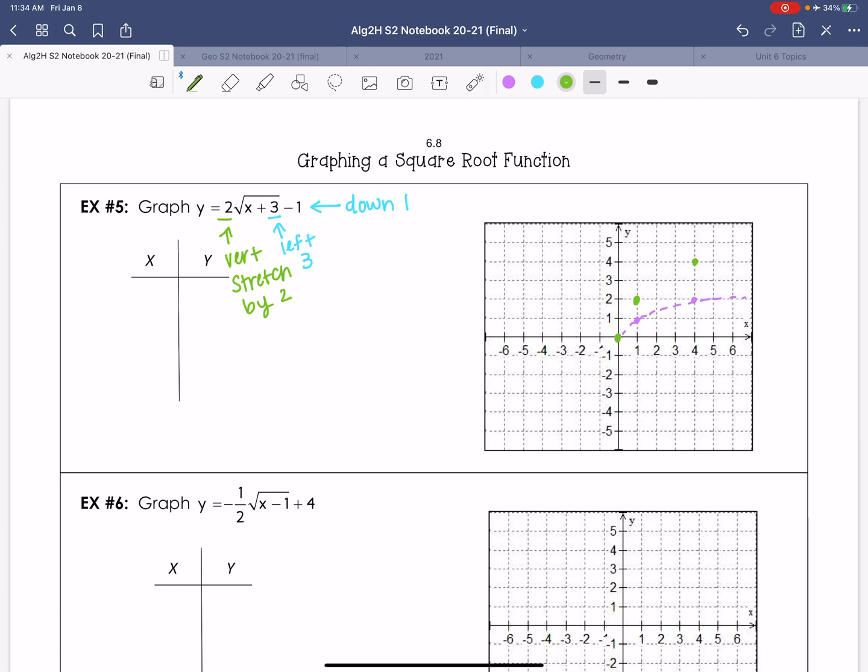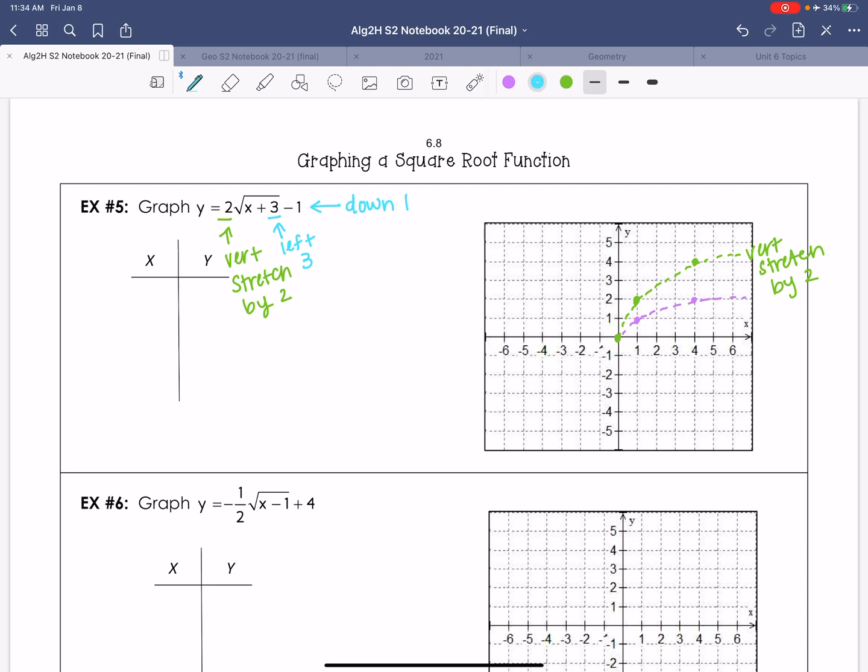Okay, so this still isn't my final graph, so I'm still going to make it a dashed one, showing that it's not my final. So this was my vertical stretch by 2. Okay, so now that we've stretched it, the last thing to do is shift it. So now we're going to take that stretched one, that green graph I just made, and we're going to go left 3, down 1. So we're just going to take each point, left 3, down 1.